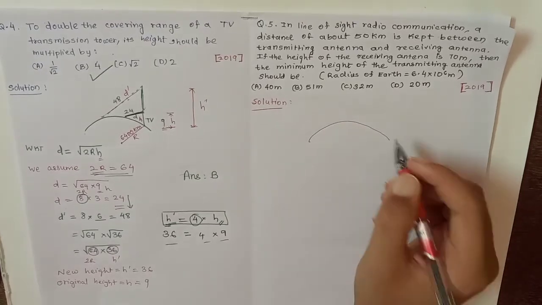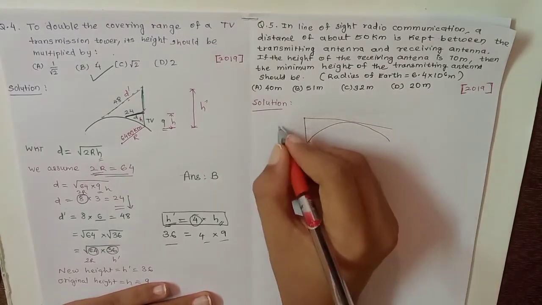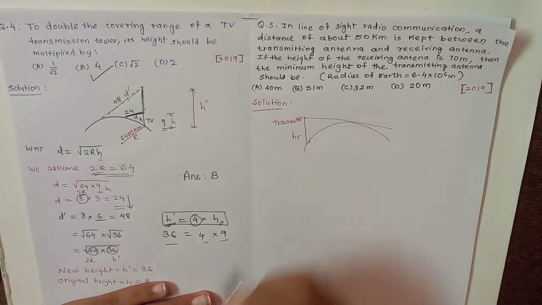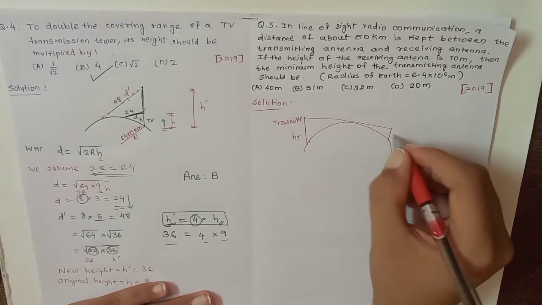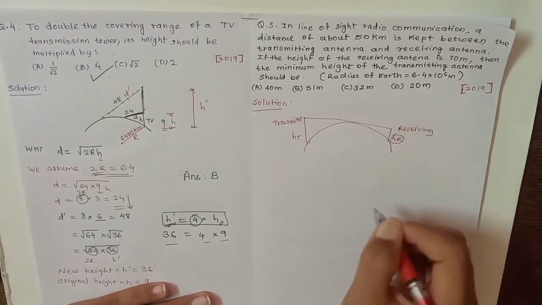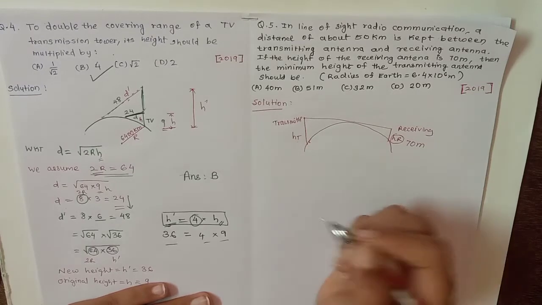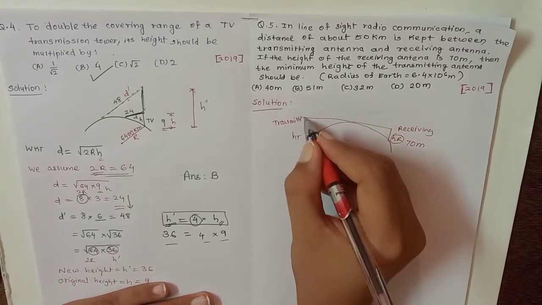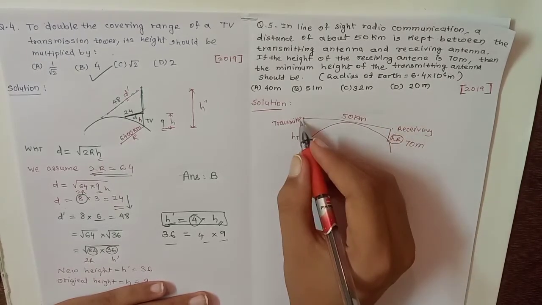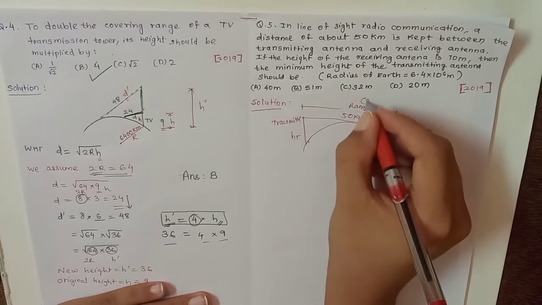So let this be Earth. And in line of sight communication, this is a transmitting antenna of height HT, and this is a receiving antenna of height HR. In the question, this HR is given to be 70 meter, and we have to find the height of the transmitting antenna. The distance between transmitting antenna and receiving antenna is given to be 50 km. This distance is called range, and it is denoted by D.